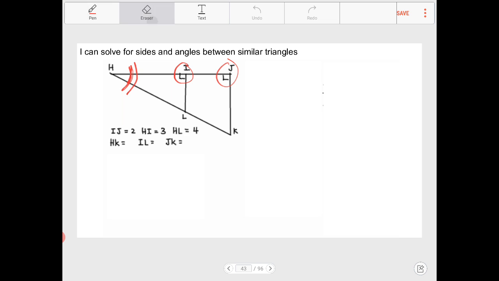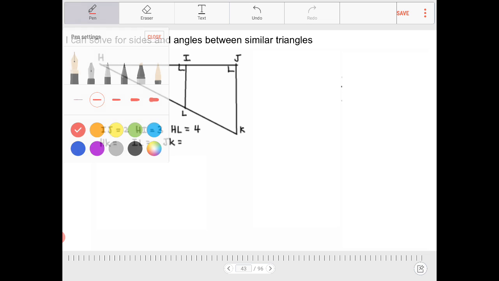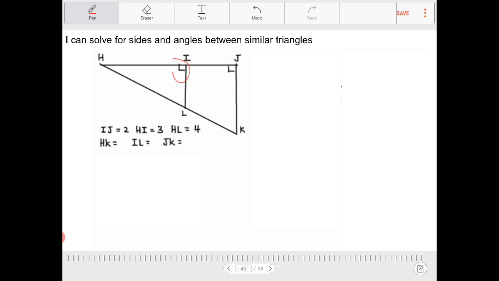All right, so let's take a look at this next problem here. Pause the video to see if you can figure this out on your own. Hopefully you guys had some time to think about this. Our goal is to figure out what IL, JK, and HK are. And if you notice immediately, we have two right angles and an overlapping angle H. So these are overlapping right triangles. And these overlapping right triangles are indeed going to be similar because of, again, the angle-angle theorem.